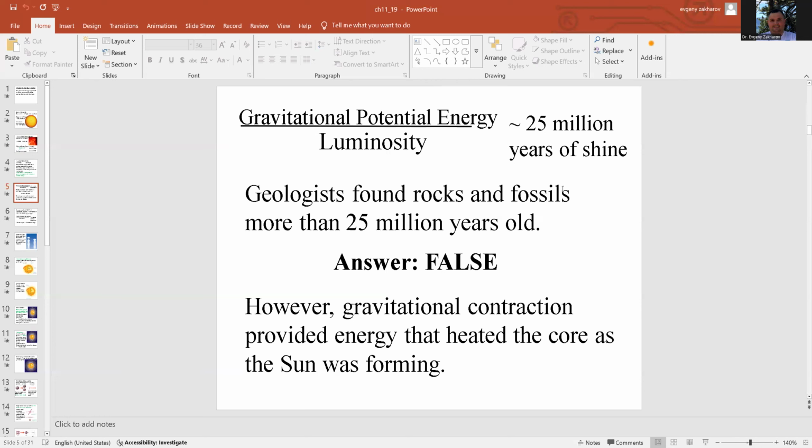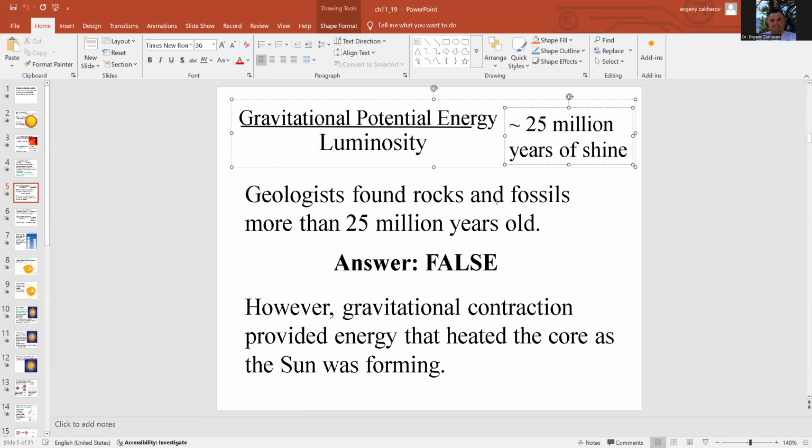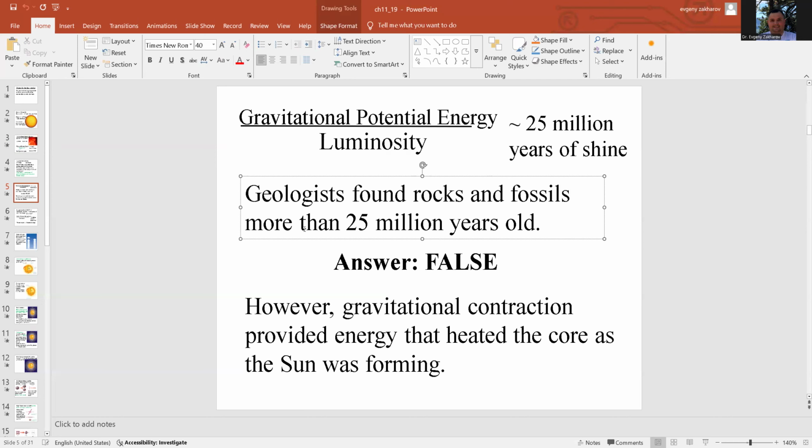So clearly not a match, and even geology helped us to overturn that theory by Kelvin and Helmholtz, because you find those meteorites that fall on Earth and you start dating them, and you'll see that they are way older than 25 million years. So you conclude that it's not contraction, it's something else. So when the sun was forming, yes, contraction. Once it has formed, no more.